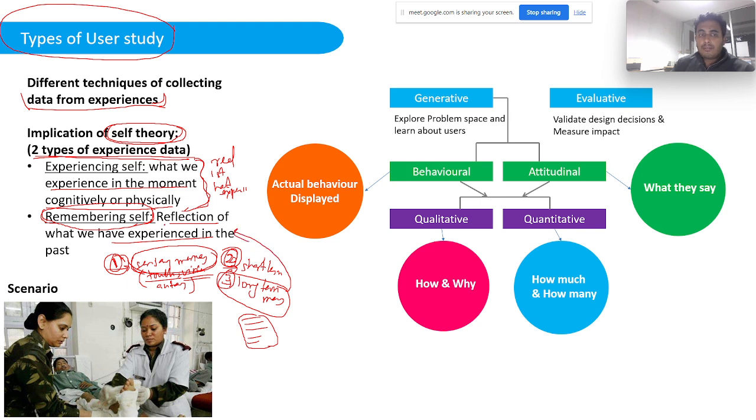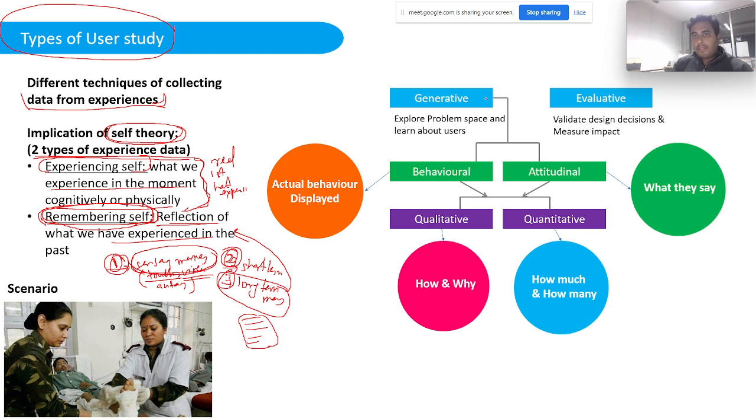These are more useful as a secondary source of data when you are unable to collect first-hand data from a field study. So these are the two types of experiences: experiencing by yourself, or remembering information based on your reflection of past memory.